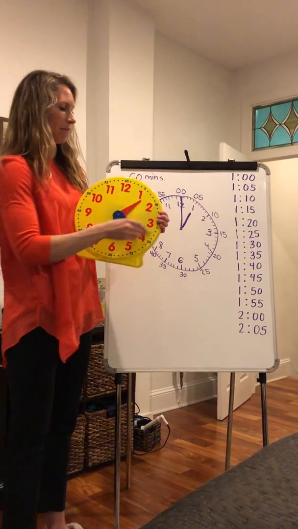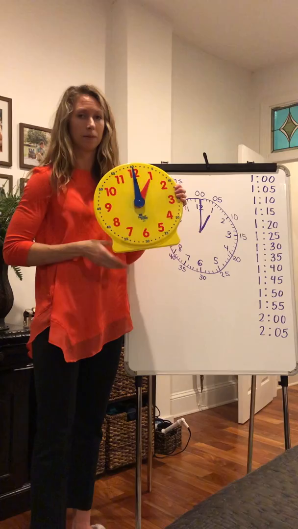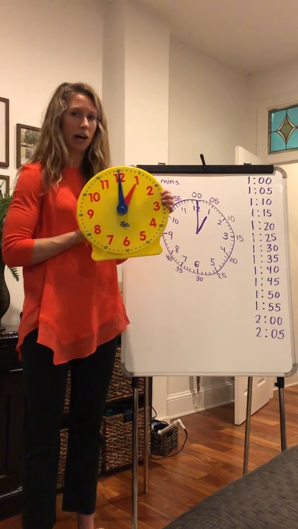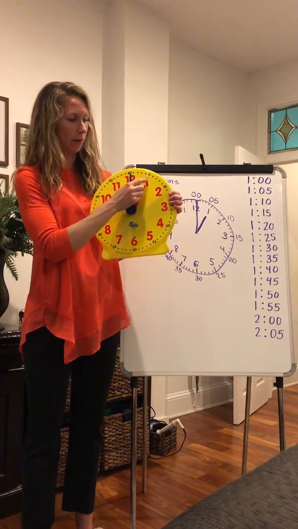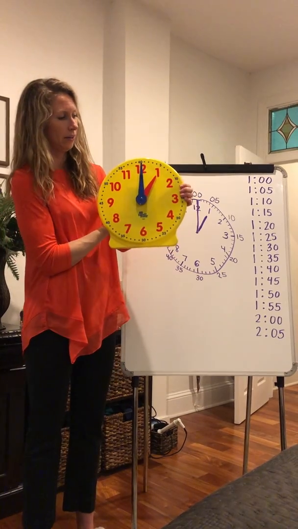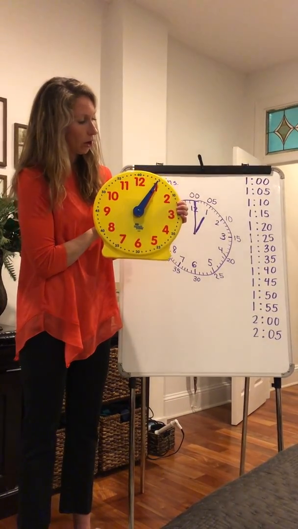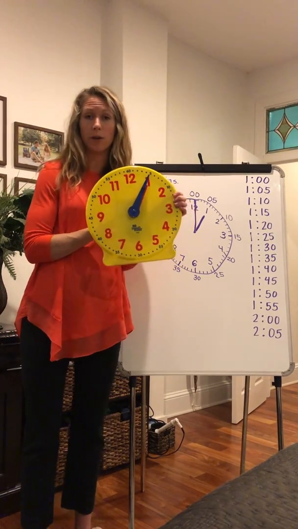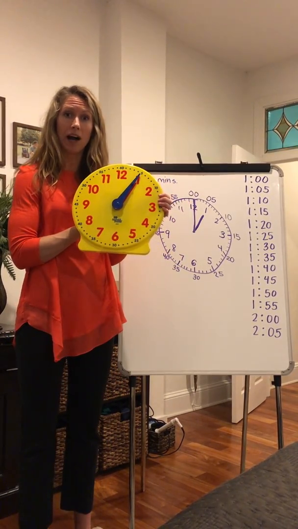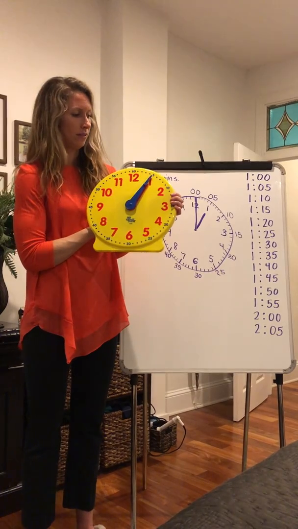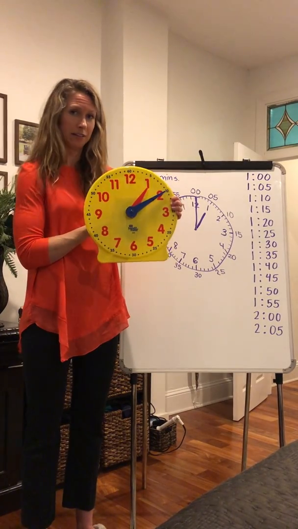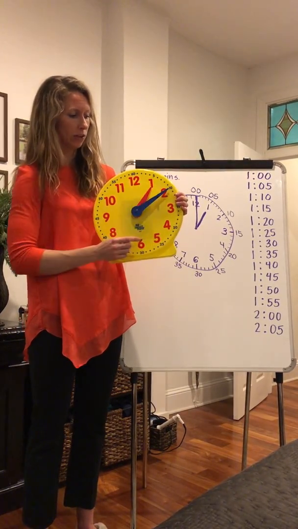So let's say my minute hand is up at 1 o'clock. This is 1 o'clock because the minute hand is all the way up and my hour hand is exactly at the 1. When it travels over 5 minutes, we would call this 5 minutes past 1, or 1:05. 1:10. So that's 10 minutes past 1 o'clock.